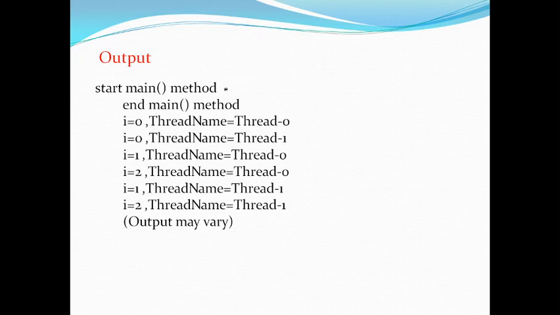Here I got start main method, end main method, and for all the thread1 iterations and thread2 iterations I got these values. These values may vary. For example, sometimes we may get the first thread and then the second thread, or sometimes the second thread is going to execute after. The order may change, but the output remains the same. This is the output of the previous program that I have shown. The only reason these outputs vary is that it depends on thread priority and what kind of scheduling the internal operating system does at a particular period of time.